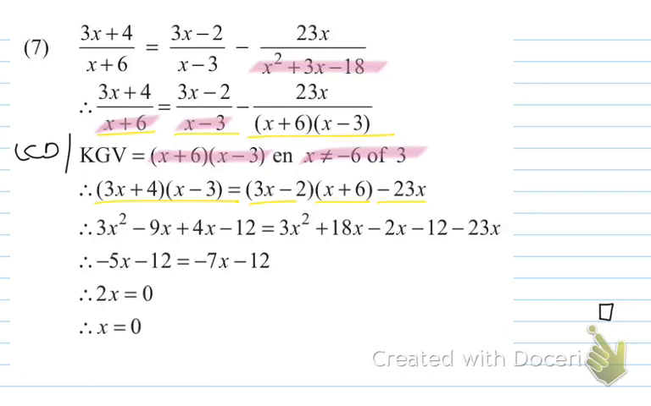Okay, so first I simplify a little bit. I see that I have 3x squared on both sides, so that just cancels out. Then negative 9x plus 4x is negative 5x minus 12. And on the other side, 18 minus 2 minus 23 is negative 7x minus 12. So I take all the x's to one side and all the numbers to the other side, and I'm left with 2x is equal to 0. So x is equal to 0. Was that one of my restrictions? No. So that is a possible answer.